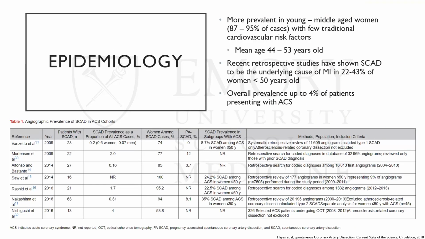SCAD is most prevalent in young to middle-aged women who have few traditional cardiovascular risk factors. This particular patient population accounts for up to 95% of all SCAD cases. And recent retrospective studies have shown SCAD to be the underlying cause of MI in 22 to 43% of women less than 50 years old. And this table here shows that SCAD accounts for up to 4% of patients presenting with ACS.